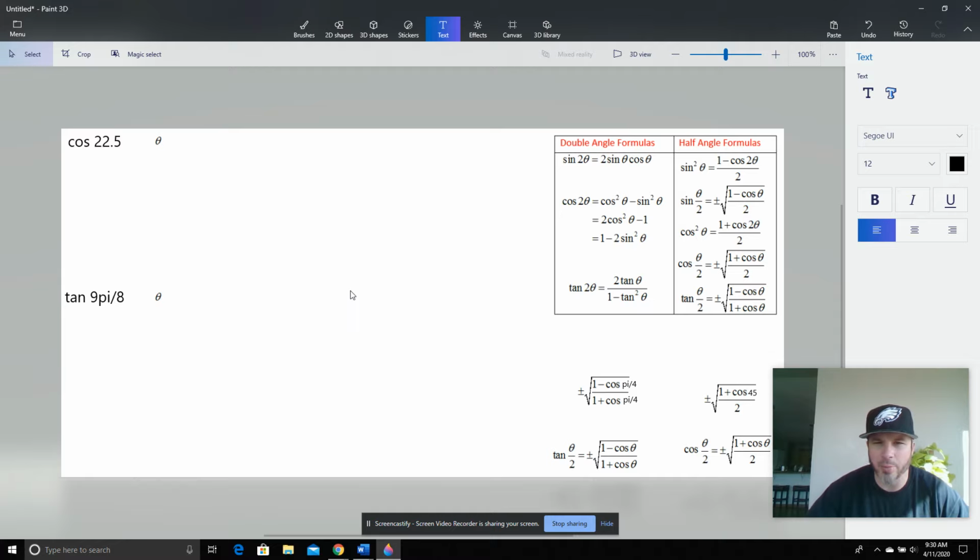Okay, trig, we're back to those formulas. On the right, I'm introducing a new group of formulas. Again, just like the sum and difference angle formulas, you don't need to memorize these. You just need to be able to use them, okay? This lecture, we're going to look at half angle formulas over here. You can tell there's quite a bit of them. So again, don't need to memorize them, just need to be able to use them.